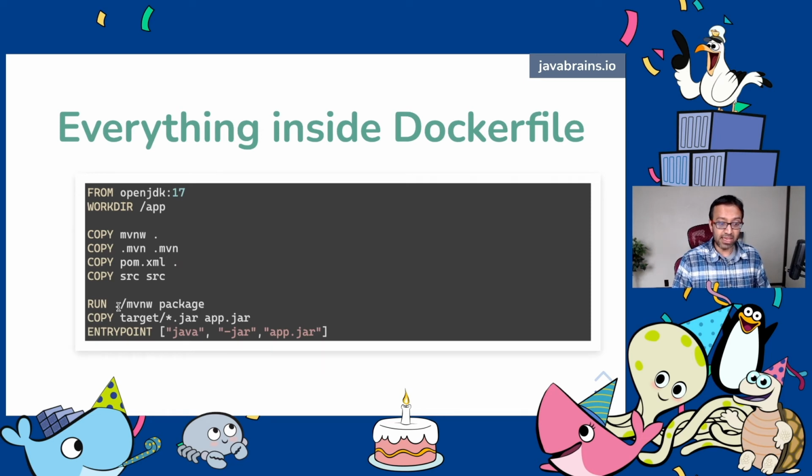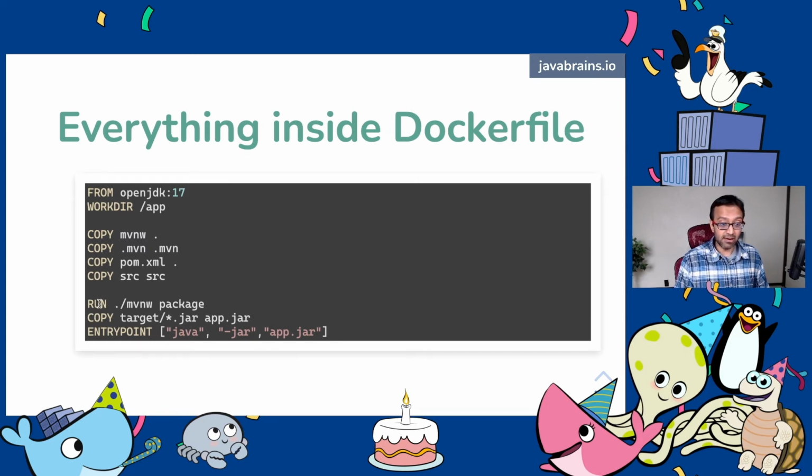And now I'm running ./mvnw package, right? This is the package command. I'm not running it in the host anymore. I'm running it inside the Docker container as a part of the creation of a Docker image, right? So now I don't have to assume that the build has happened before. I'm doing this when the Docker image build is happening, right?